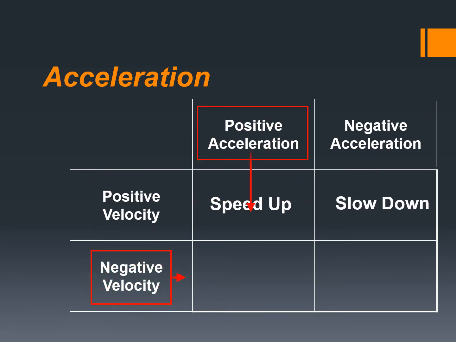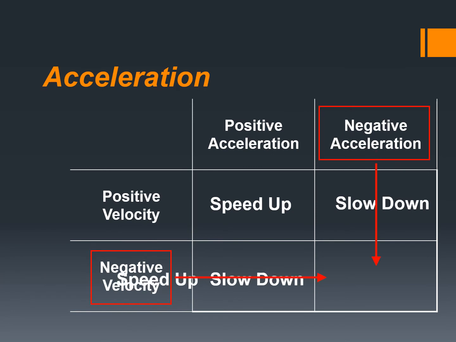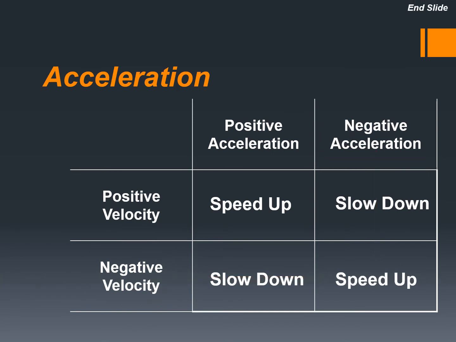Where it gets a little tricky is when we start talking about positive acceleration with a negative velocity. Positive acceleration with a negative velocity, we're actually going to slow down. And with a negative acceleration and a negative velocity, we actually speed up. Now, why is this? Why is it that we have a negative acceleration but we're speeding up? Well, consider this.